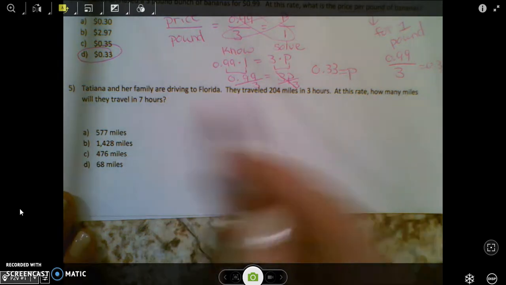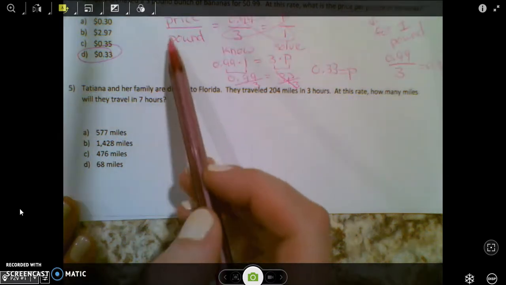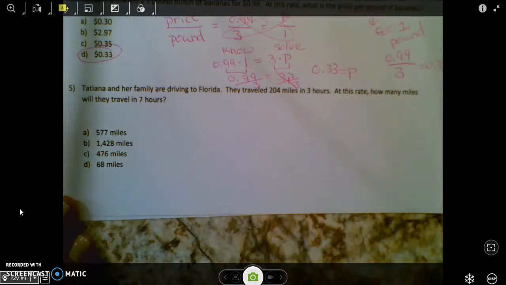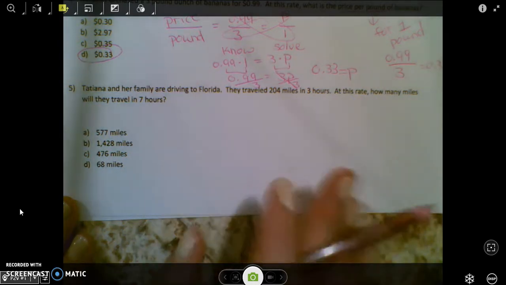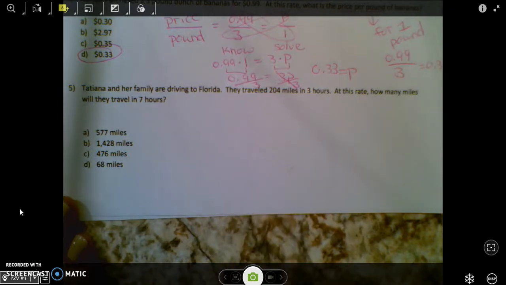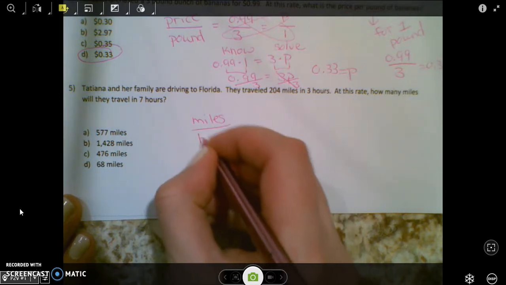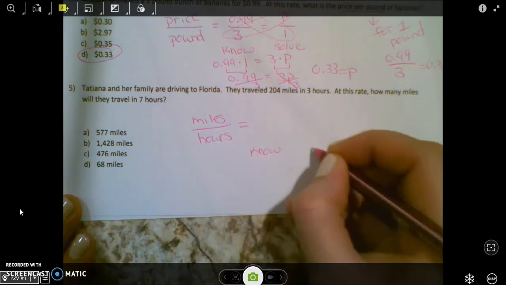So again, we have to look at what our units are. It doesn't matter which one you put on the top or the bottom. When we were doing unit rate, we really looked at what it said, like price per pound, the first unit as the numerator, second unit as the denominator. This doesn't specify any type of unit rate, so it doesn't matter which you put as a numerator and which is the denominator. The two things you're dealing with are miles and hours. You have what you know, you have what you're solving for.